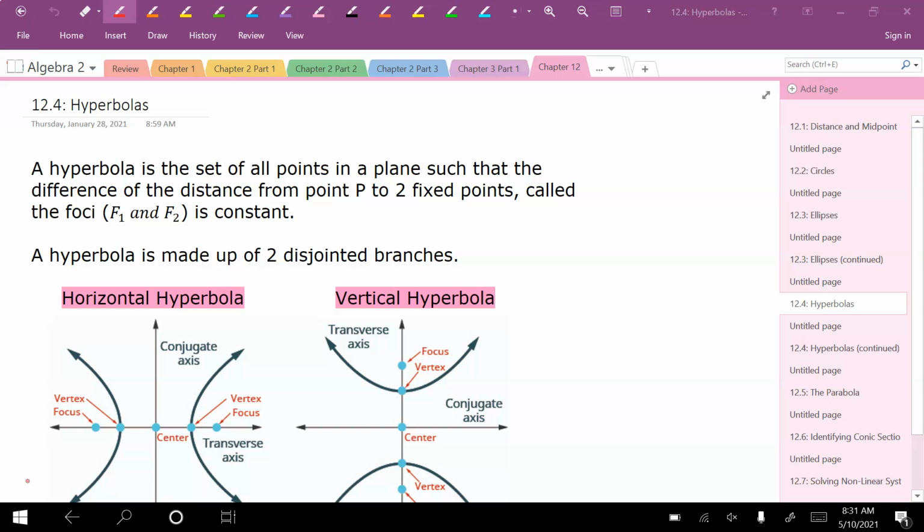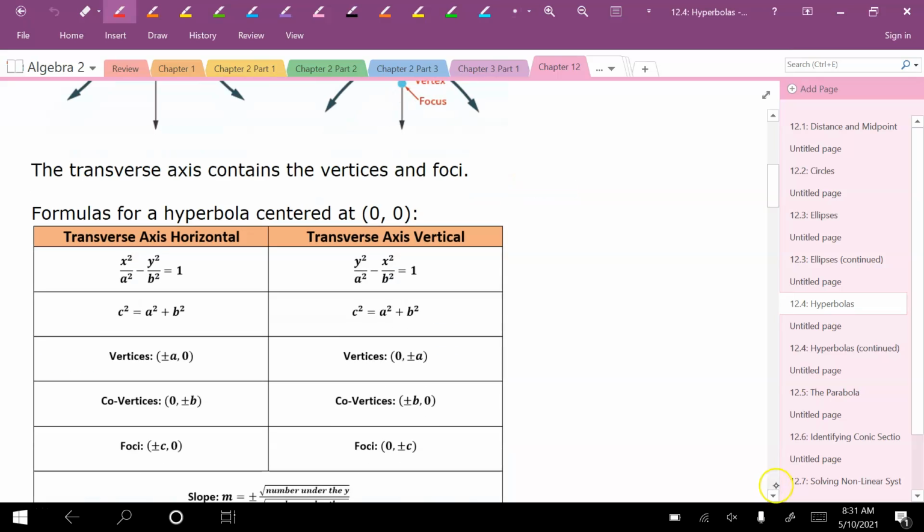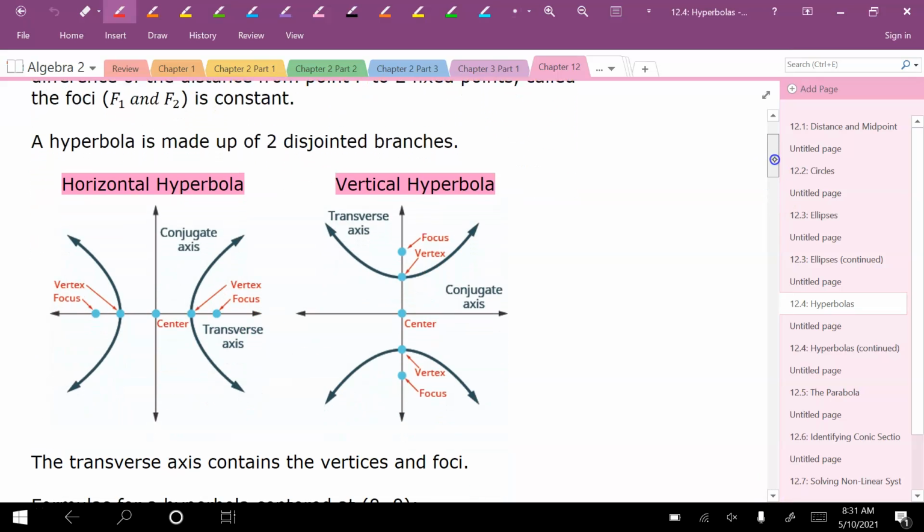And some of the points are going to be the same, like we're still going to have vertices, co-vertices, foci, but then we're also going to switch it a little bit because hyperbolas look a little bit different than ellipses do. Hyperbolas look like these two types of graphs right here.